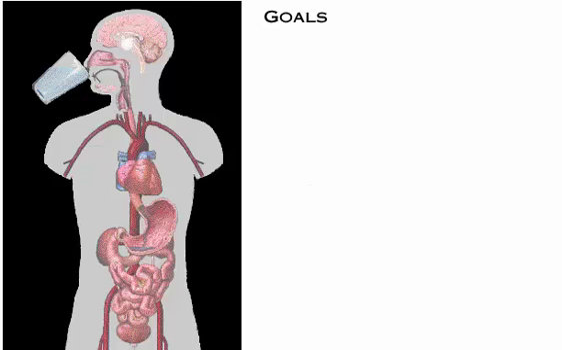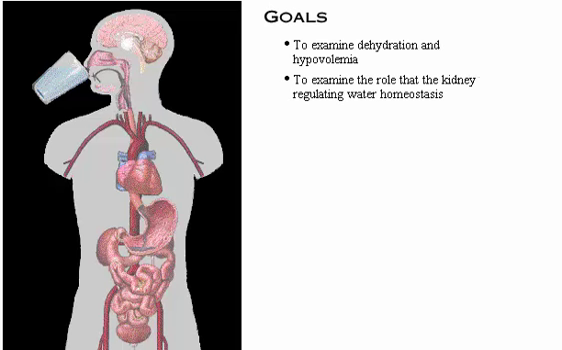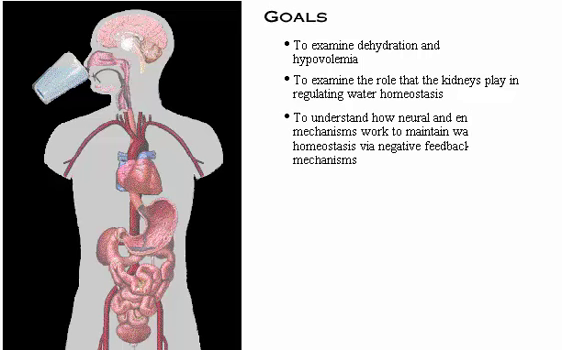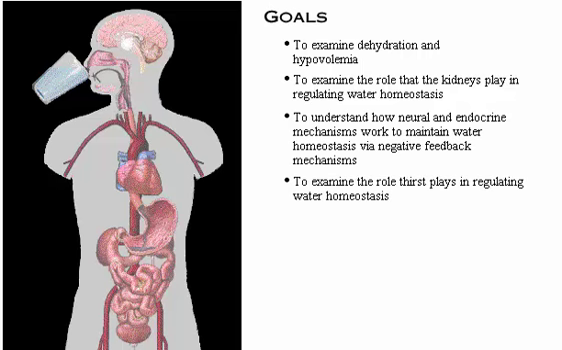Your goals for learning are to examine dehydration and hypovolemia, to examine the role the kidneys play in regulating water homeostasis, to understand how neural and endocrine mechanisms work to maintain water homeostasis via negative feedback mechanisms, to examine the role thirst plays in regulating water homeostasis.